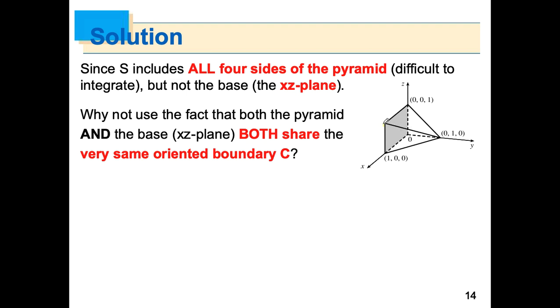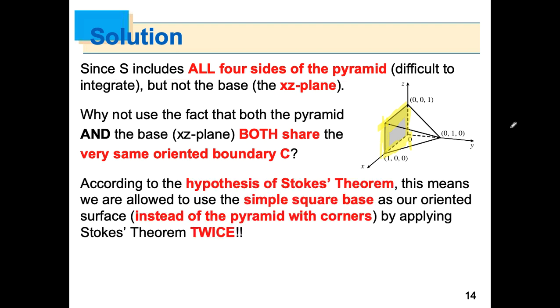Again, notice that this boundary here, so this boundary to here, to here, to here, this square base here is the same boundary as the gray shaded region and the pyramid itself. They both share the same boundary C. And according to the hypothesis of Stokes' theorem, this means we are allowed to use, instead of using the crazy pyramid, we're allowed to use the simple square base as our oriented surface. How do we do that? We do that by applying Stokes' theorem twice.